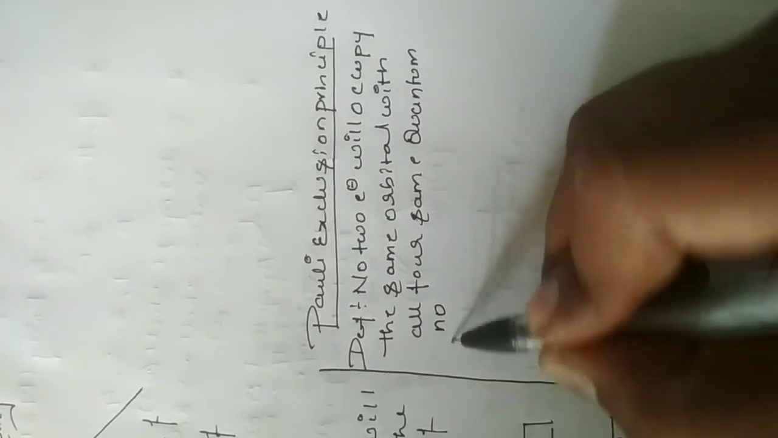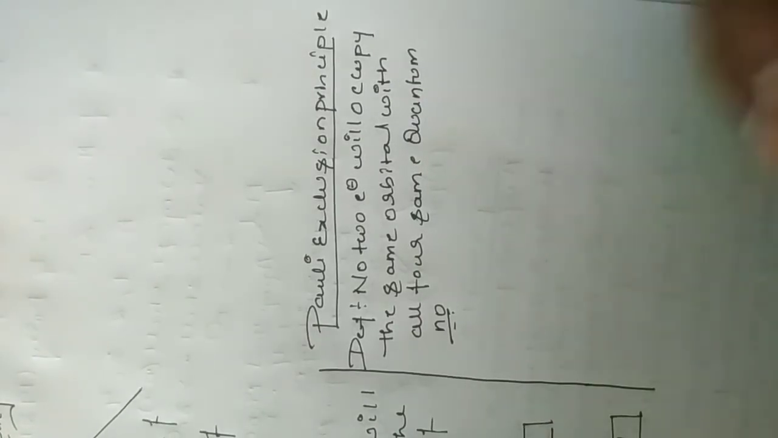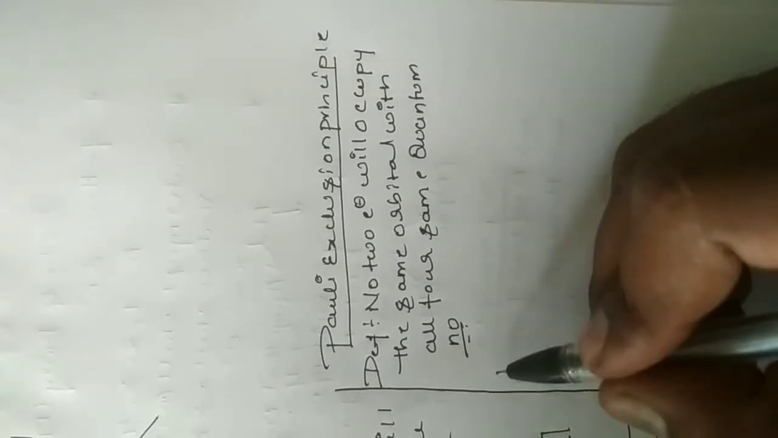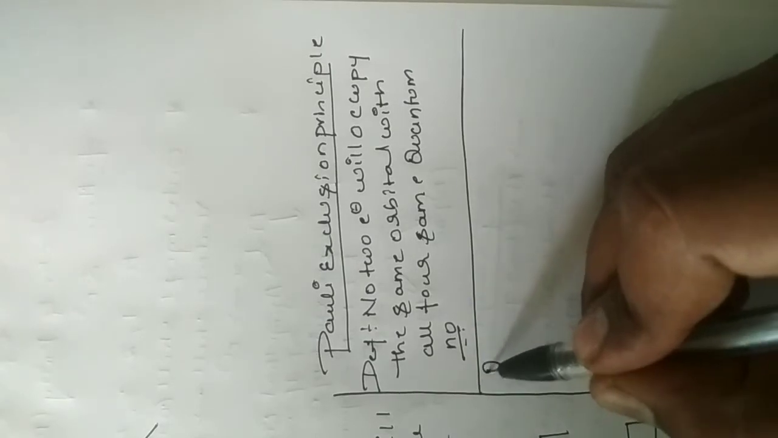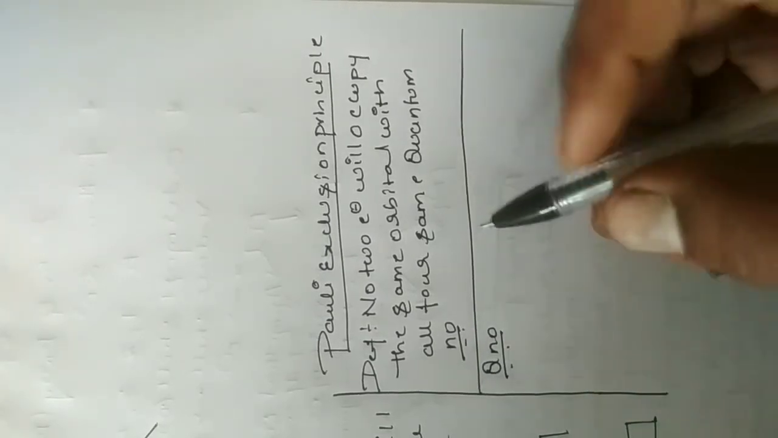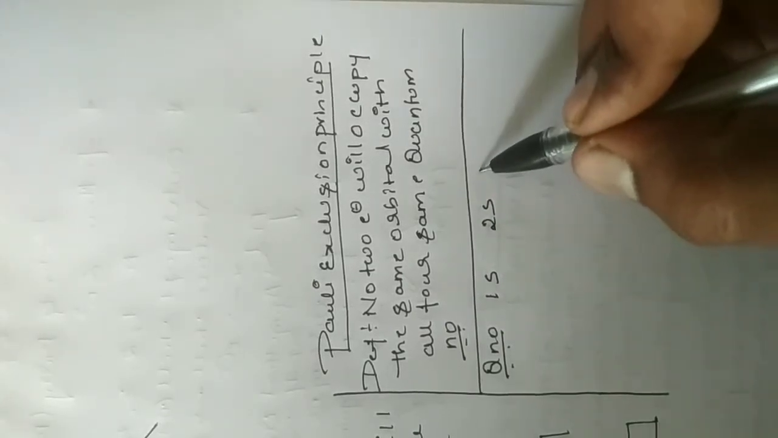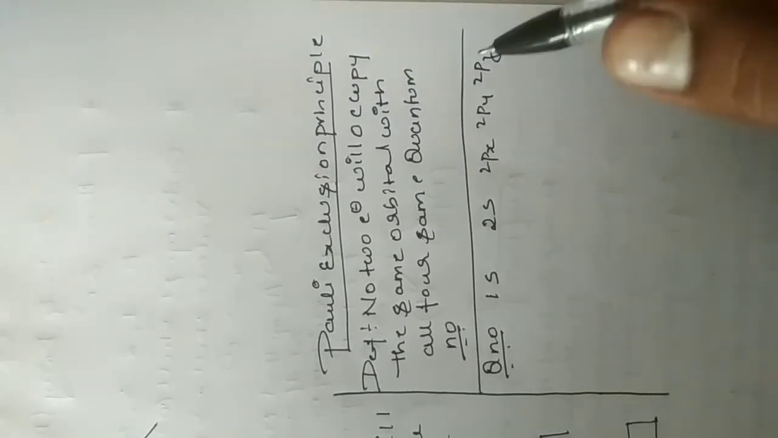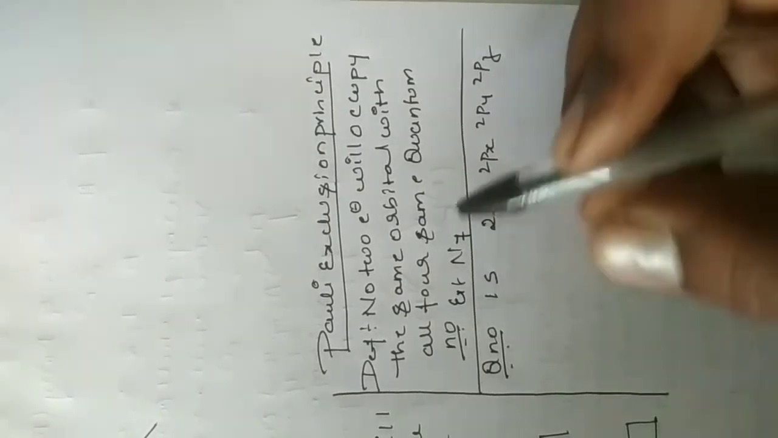For the same quantum number, I will write some diagram. You can see here, first we are going to talk of the chart of quantum numbers. It is 1s, 2s, 2px, 2py, 2pz. I am taking the example of nitrogen only. Nitrogen example in chart.